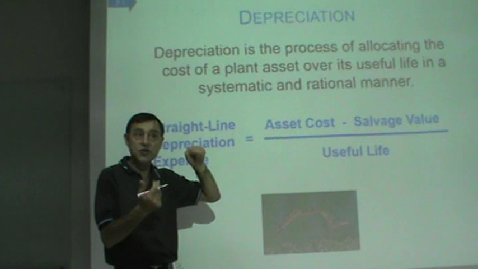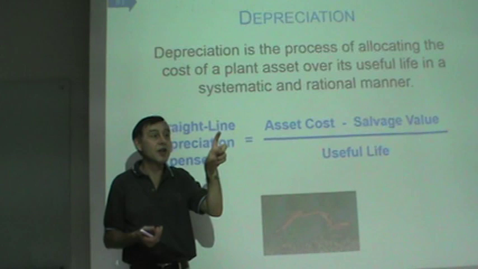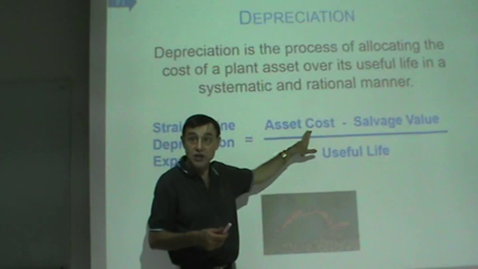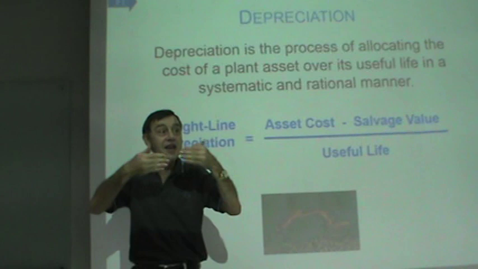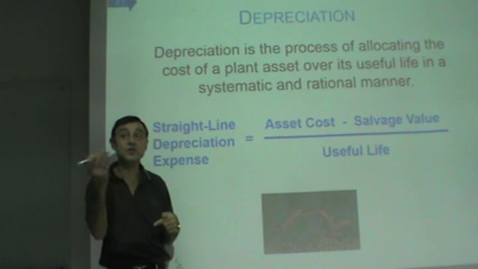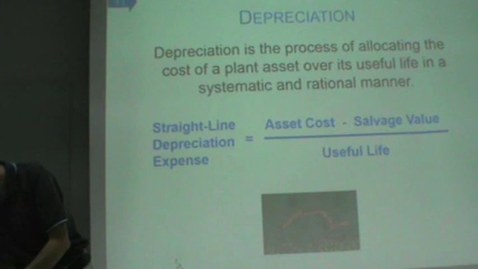So, the book value will be the initial cost, we call it purchase price, or asset cost, minus the accumulated depreciation. So the accumulated depreciation is the contra-asset. And you have a depreciation expense which goes every year and adds up. Let's see what else we have here. Depreciation straight line. Okay, that's pretty much it.